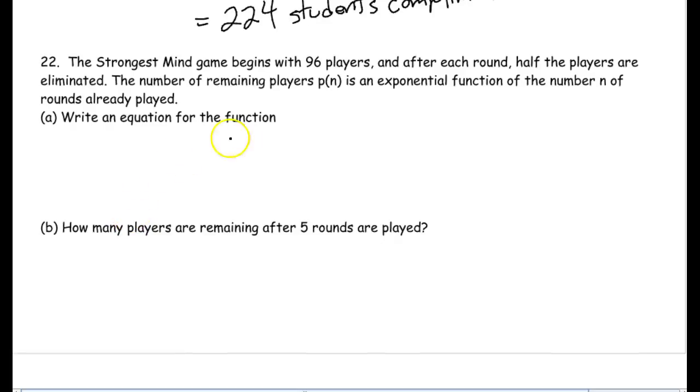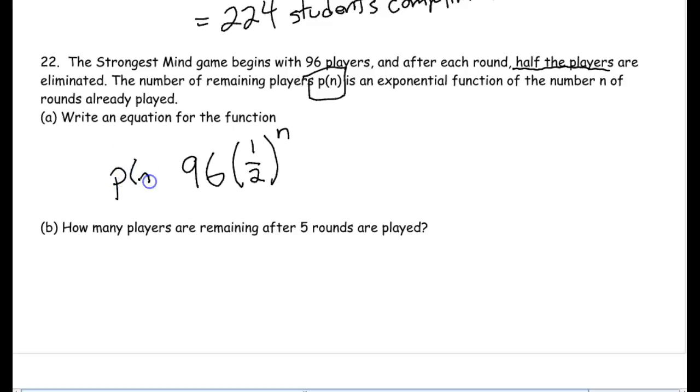So on number 22, we read this. It says it's starting at 96 players. This time it's growing by a factor of a half. Half are eliminated. But technically it's not growing, it's shrinking. But that's how much it's shrinking by, a half. And then to the n power. And then let's use the right variables. That's p of n. So we have p of n. Now we can just use that.